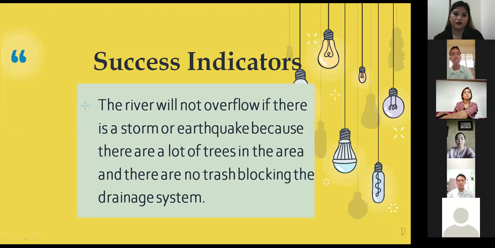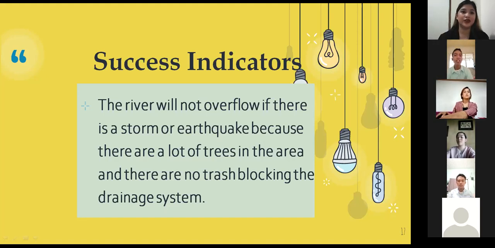the success indicator. The river will not flood during a storm or earthquake because of the lot of trees in the area and there is no trash blocking the drainage system. So if the organization will organize to plant more trees, the success indicator will rise and the river will not be affected by natural calamities. Plant more trees. These are the solutions to prevent any flash flood and landslide.